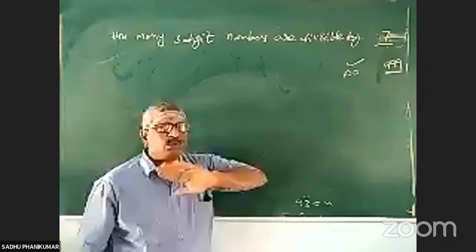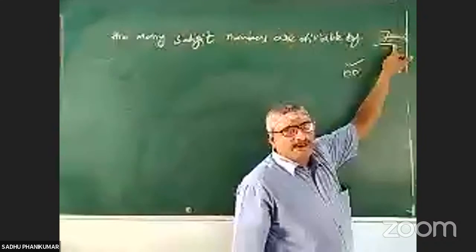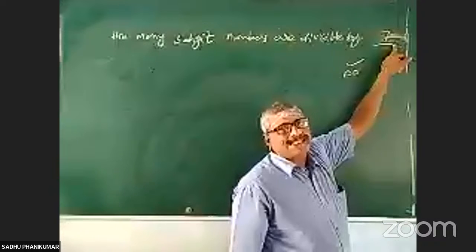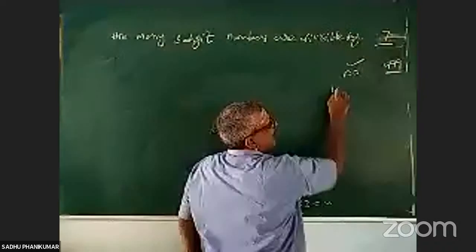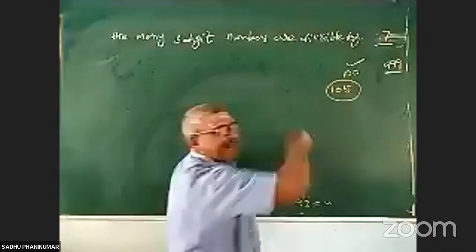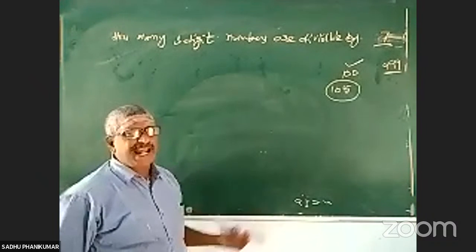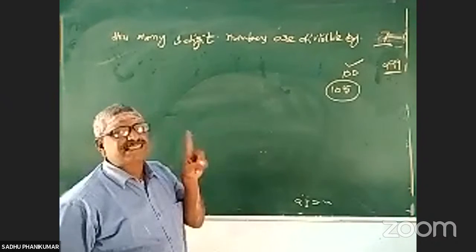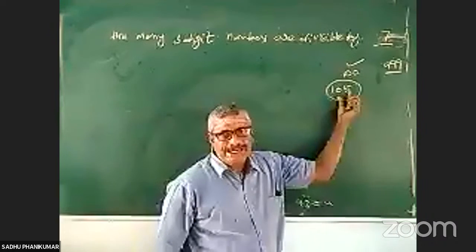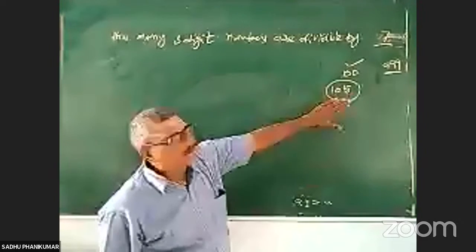Okay, but we do not need to count all the three-digit numbers. What is the condition? Divisible by 7 only. You know, 14 sevens are 98, 15 sevens are 105. That means the first three-digit number divisible by 7 is 105. Understand? 14 sevens are 98, 15 sevens are 105. That means by applying this condition, we already know the first term.